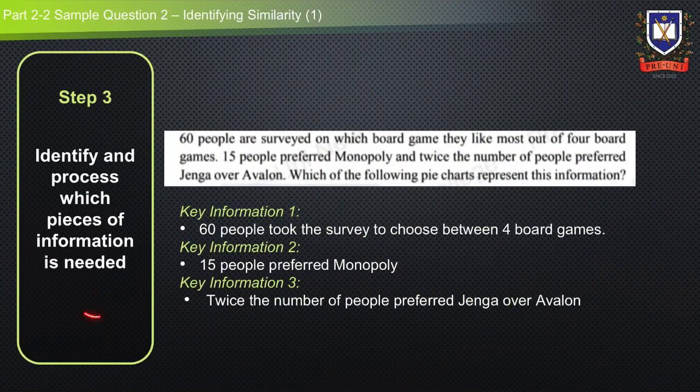Next is to identify and process which pieces of information are needed. From this question, there are 3 key pieces of information. 60 people took the survey to choose between 4 board games. Key information 2 is that 15 people preferred Monopoly. Key information 3 is that twice the number of people preferred Jenga over Avalon.